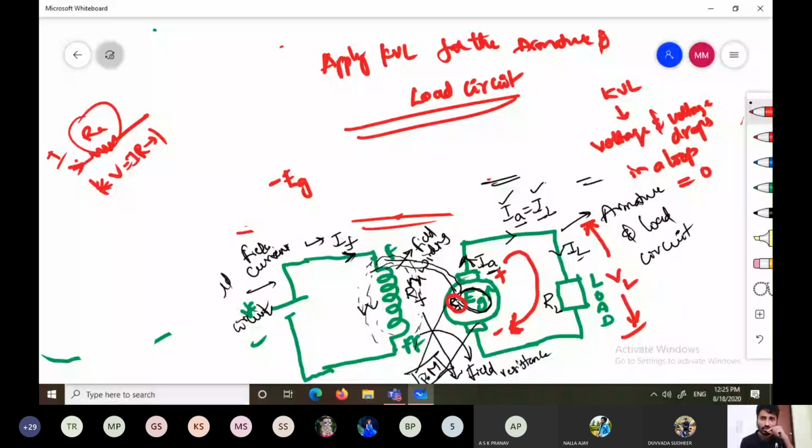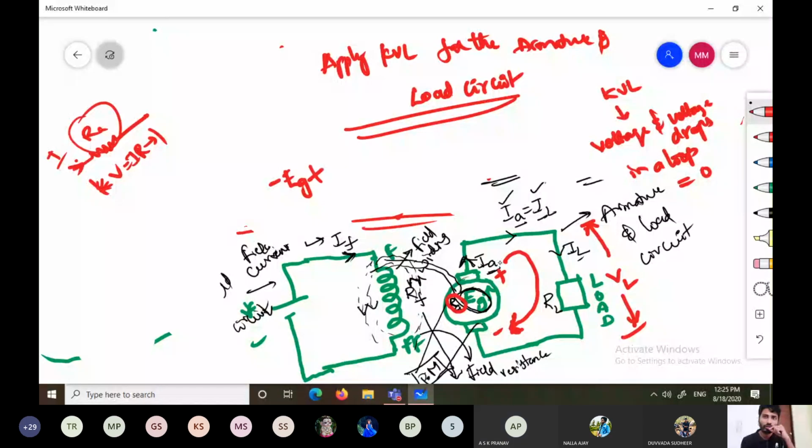Which current is passing into the armature? The armature current, represented as IA. As IA passes through RA, what is the drop present in the armature circuit? IARA. Is it positive or negative? Positive.